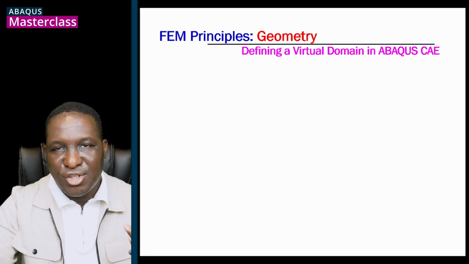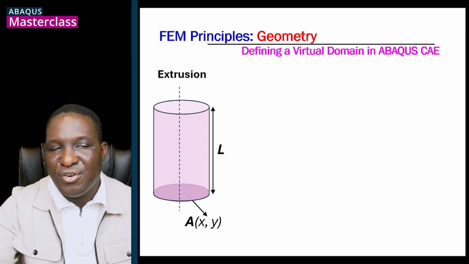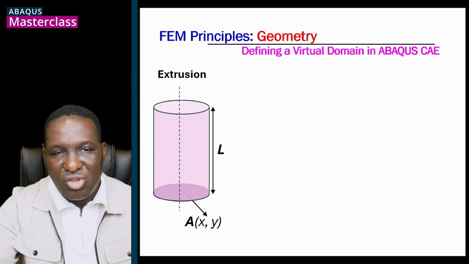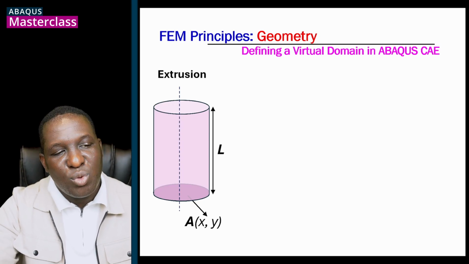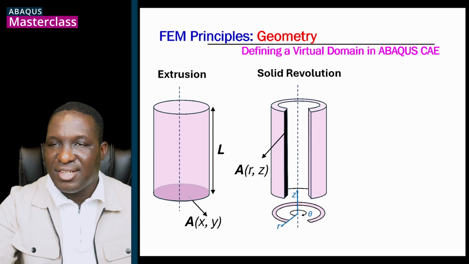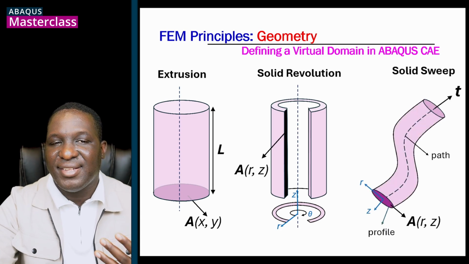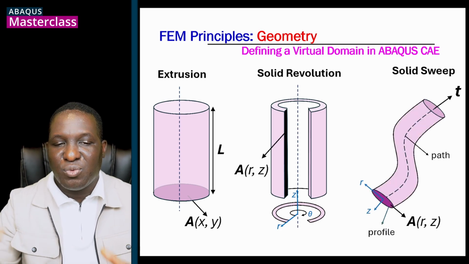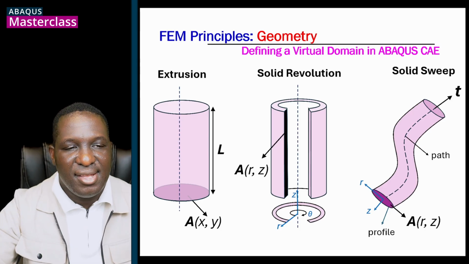So if we just sum up what we have done here, there are three ways of creating a geometry in the 3D domain in ABAQUS. The first one is extrusion, the second one is solid revolution, and the third one is the solid sweep. And that's what we are going to demonstrate in this video.